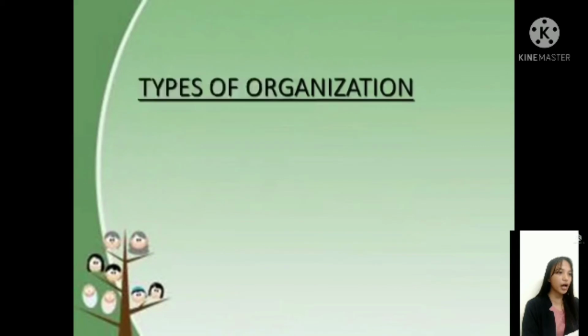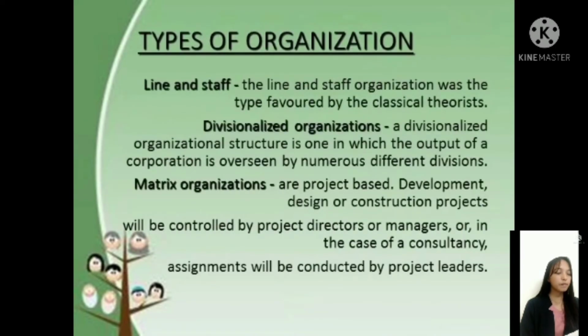The next is the types of organization. The first one is the line and staff. The line and staff organization was the type favored by the classical theorists. The classical theorists preferred the line and staff organizational structure, despite the fact that the term is no longer widely used, except when referring to line managers. It still describes a variety of structures.